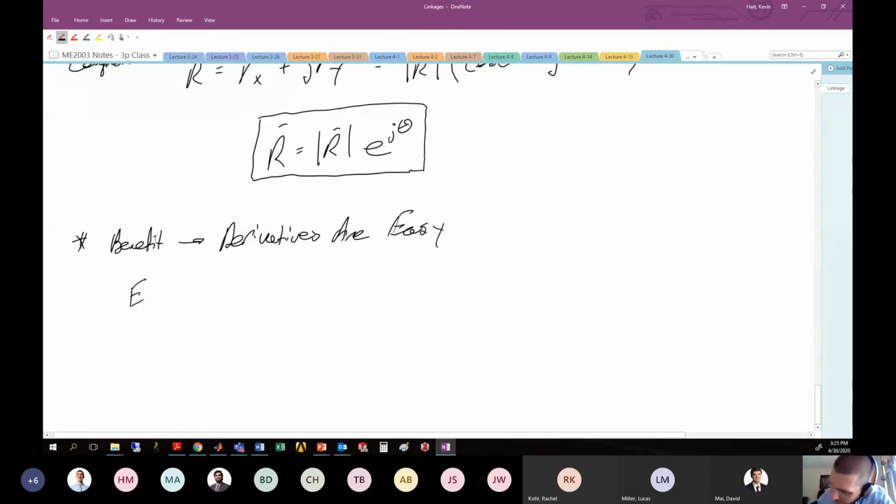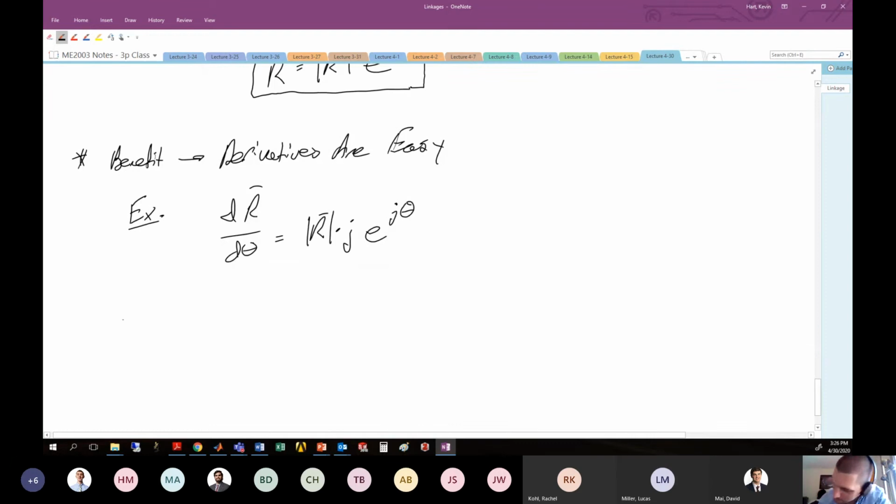Okay, so an example, if I wanted to take the derivative of this with respect to theta, the derivative of the position vector with respect to theta is simply the magnitude of this vector times j times e to the j theta. That was easy. I just pulled the j out front. Fine.